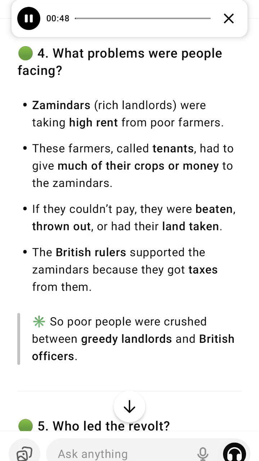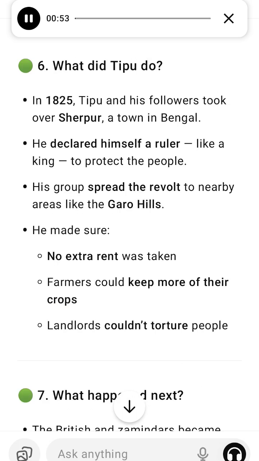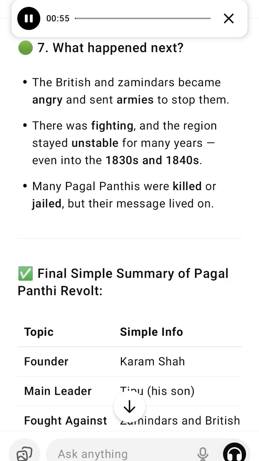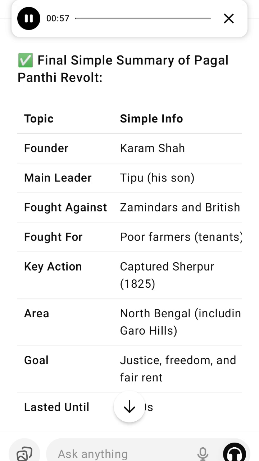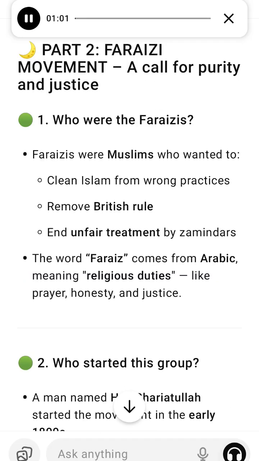Part 1. Pagalpanthi revolt, late 1700s to 1840s. What was the Pagalpanthi movement? The Pagalpanthis were a semi-religious and semi-political group in North Bengal, today's Bangladesh, and parts of West Bengal. The word Pagal means mad or crazy, but in this case, it referred to people deeply involved in spiritual life, often seen as different or saint-like. They were mostly poor tribal and peasant people who followed their leaders' teachings to live with honesty, simplicity, and faith.